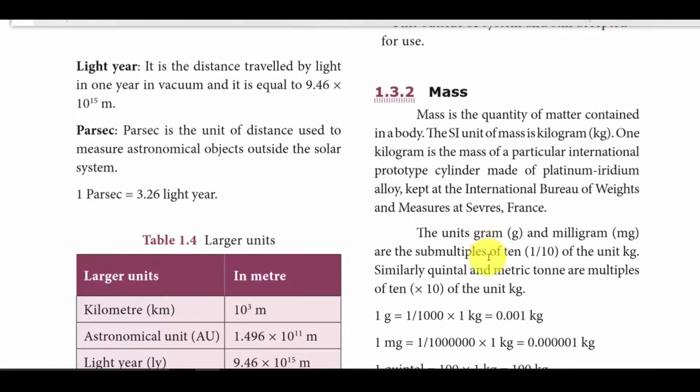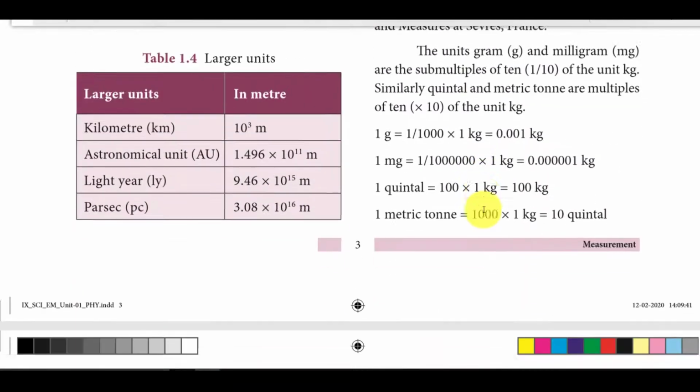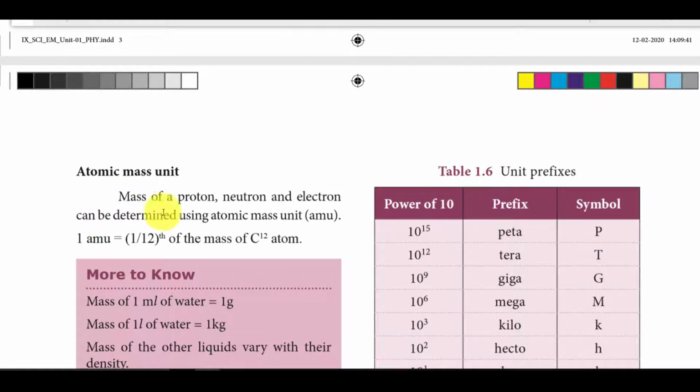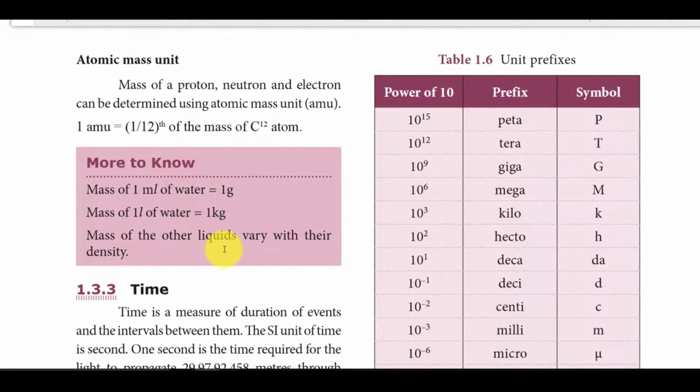And mass, that is the quantity of matter contained in a body. And atomic mass unit. The mass of a proton, neutron, and electron can be determined using the unit that is atomic mass unit. And we know one atomic mass unit is equal to 1/12 of the mass of the carbon atom.